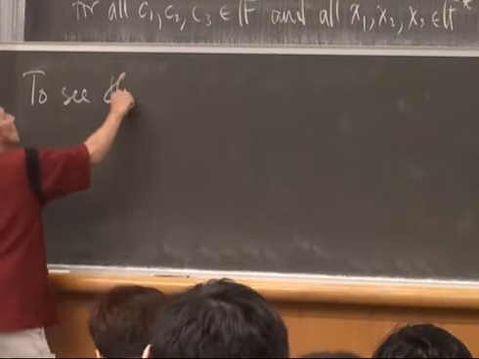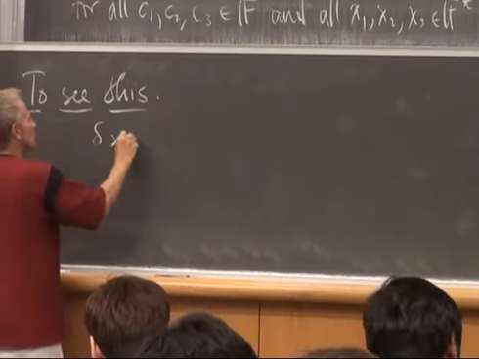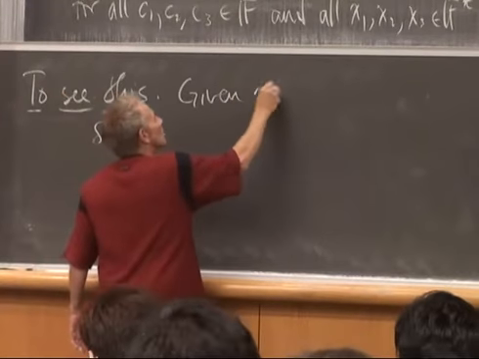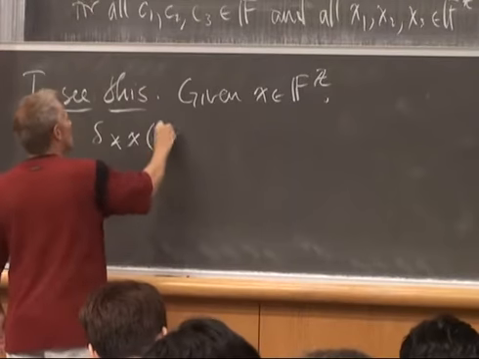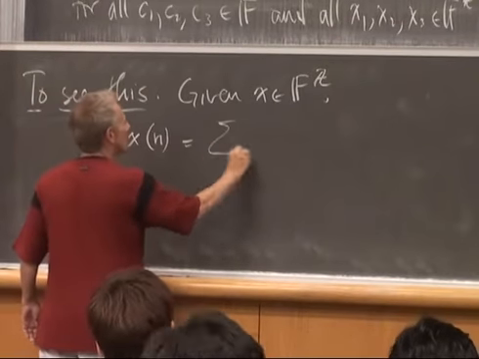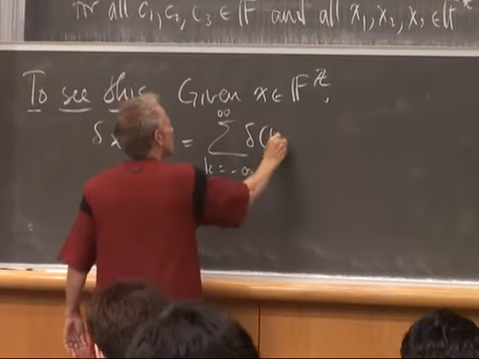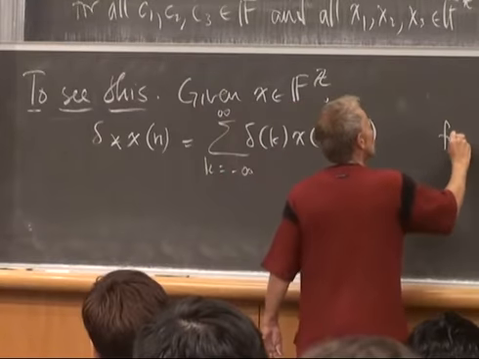See this? By definition of convolution, if I take delta, given x in F to the Z, delta convolve with x at time n is the sum over all k, delta of k, x of n minus k. And that's true for all n.